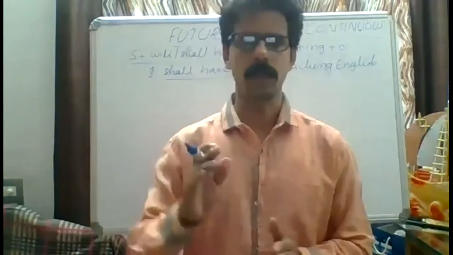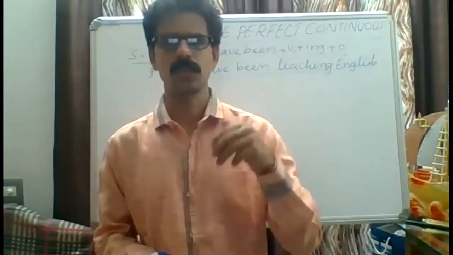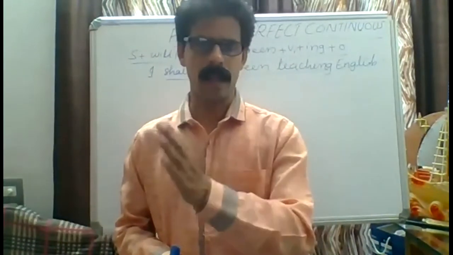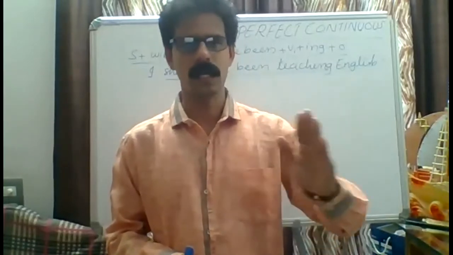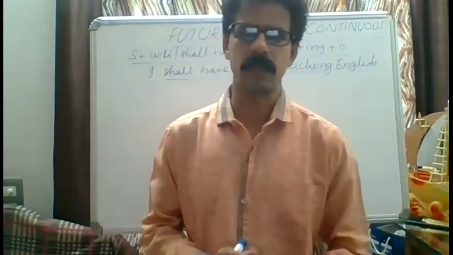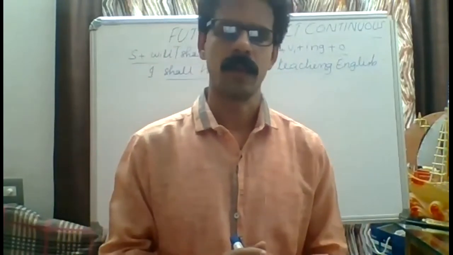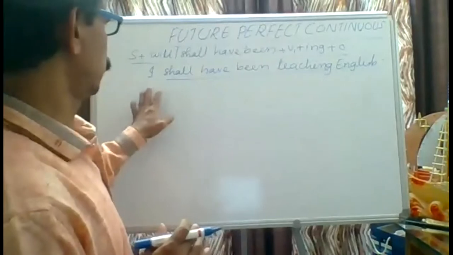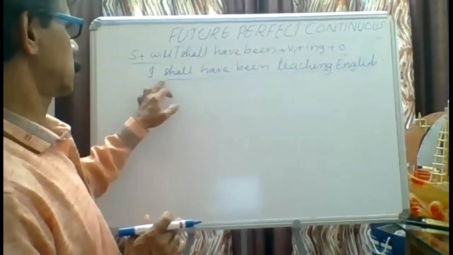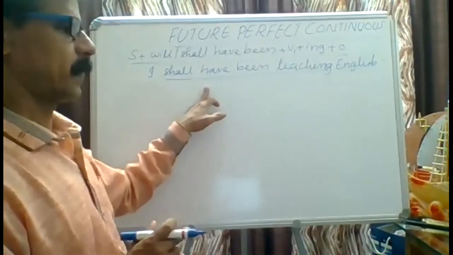Tomorrow at a particular time, or next week at a particular time, next day at a particular time. An action that will start and continue for a long period in the future is mentioned with the help of future perfect continuous. So the negative and everything is easy. Negative is shall not or will not.